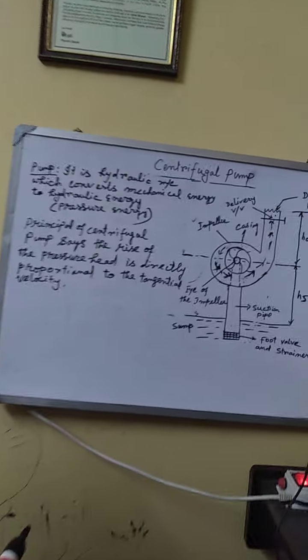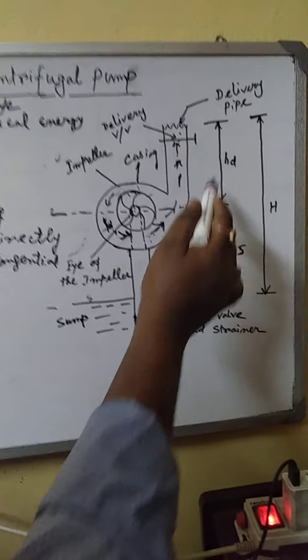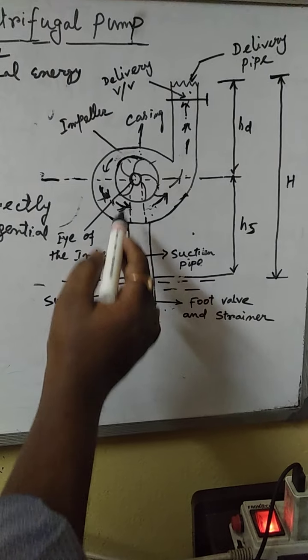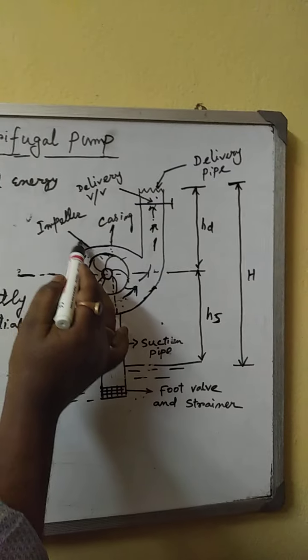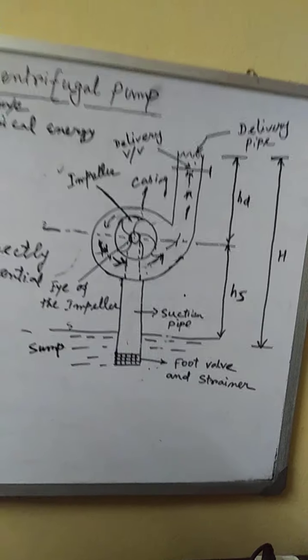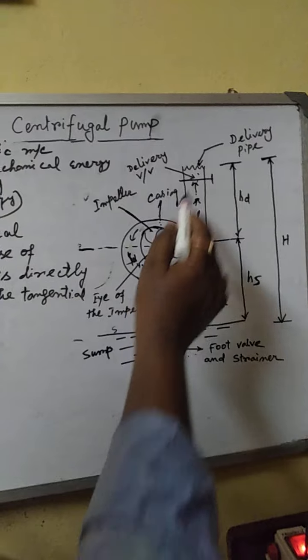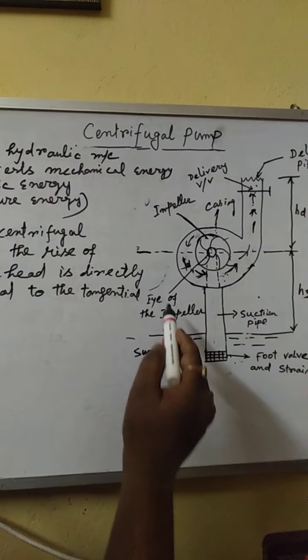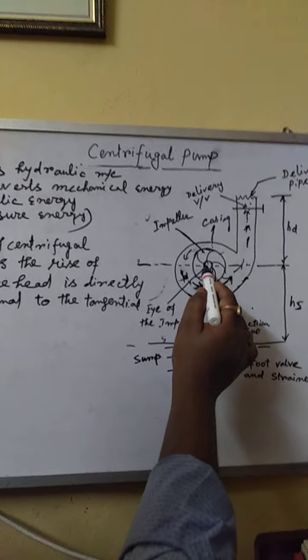Now we move to the working of the centrifugal pump. Here we can see the construction of the centrifugal pump. The main parts are the suction pipe, delivery pipe, impeller, and the casing. We also have the foot valve and strainer, delivery valve, and the eye of the impeller.